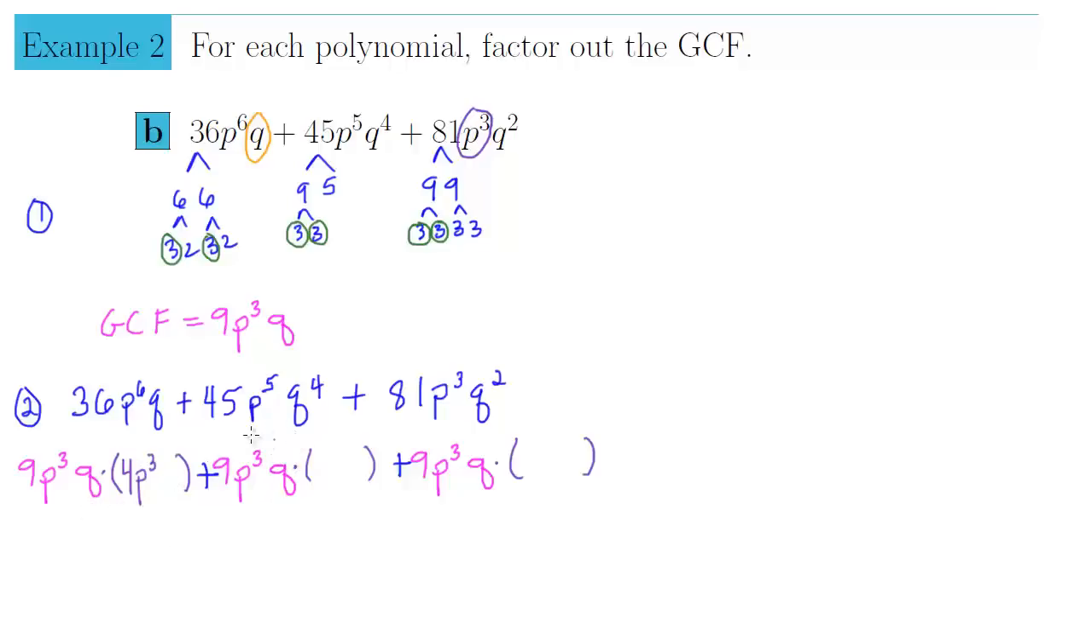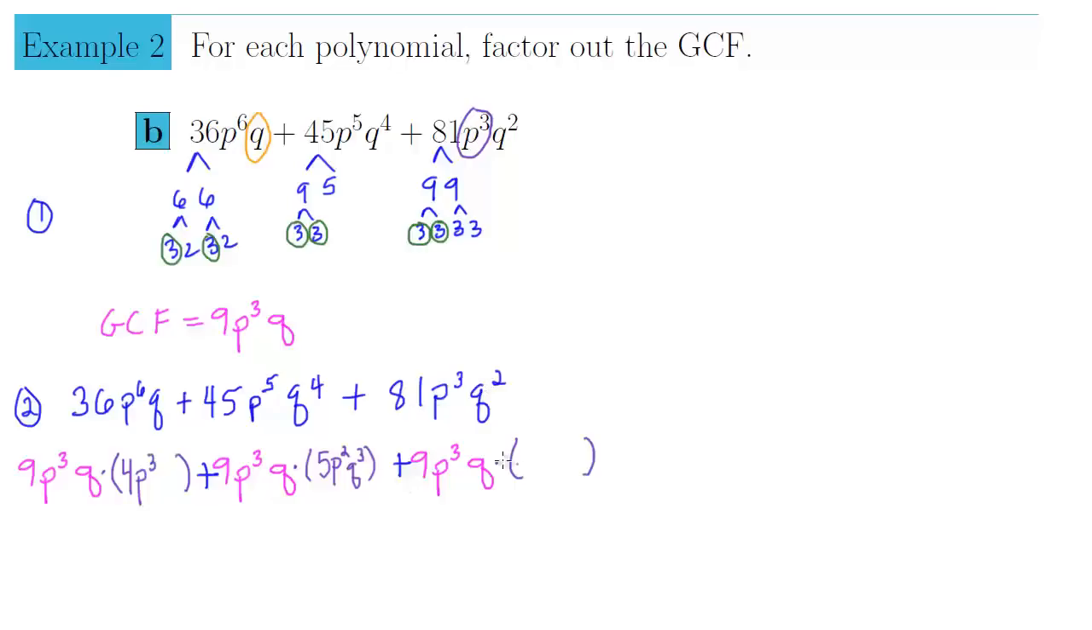In the next term, what do you multiply 9 by to get 45? 5. What do you multiply p cubed by to get p to the 5th? P squared, right? Because p cubed times p squared is p to the 5th. You add the exponents. What do you multiply q by to get q to the 4th? Q cubed.